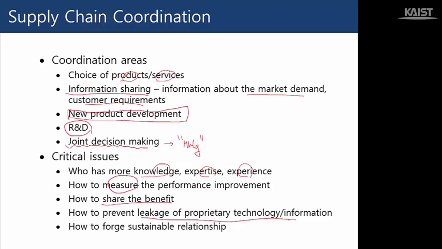And finally, I think that we need to understand how to have this supply chain coordination in the long run. In other words, how we can make sure of sustainable coordination between supply chain partners. So I would say that these are some of the key issues we have to always keep in our mind when we discuss the issue of supply chain coordination.